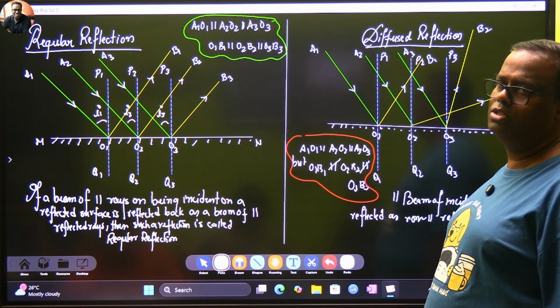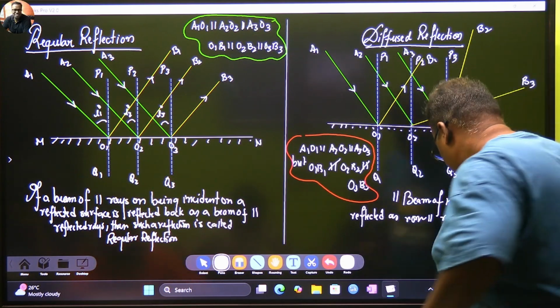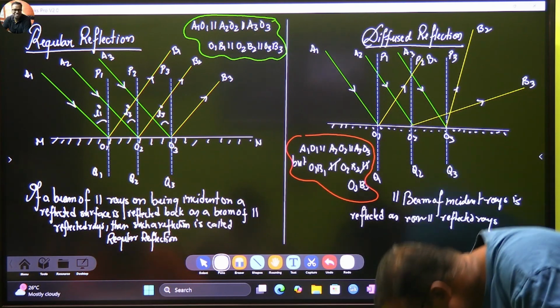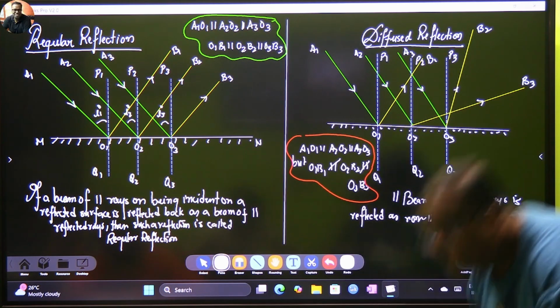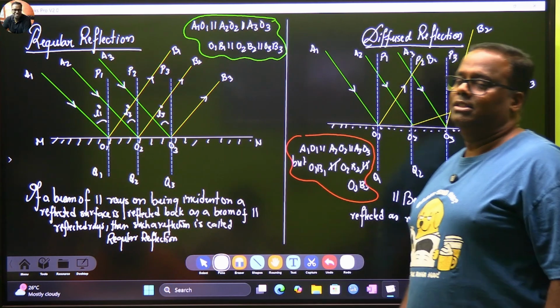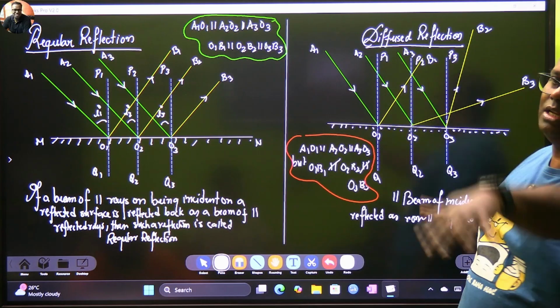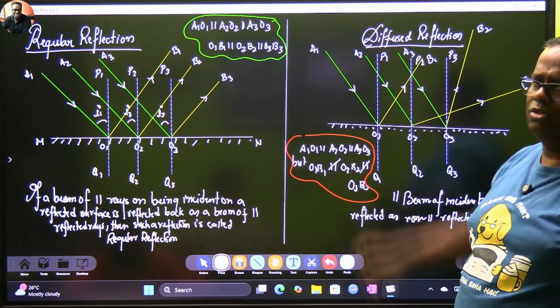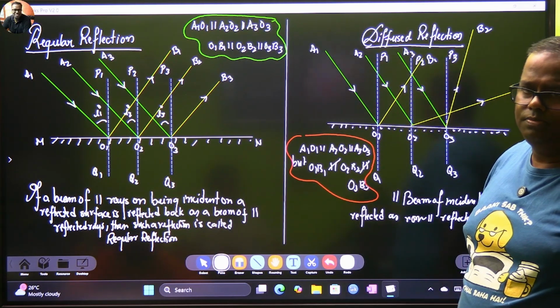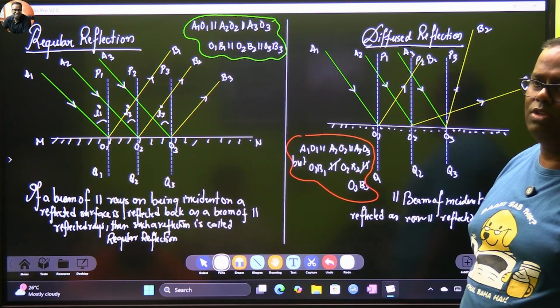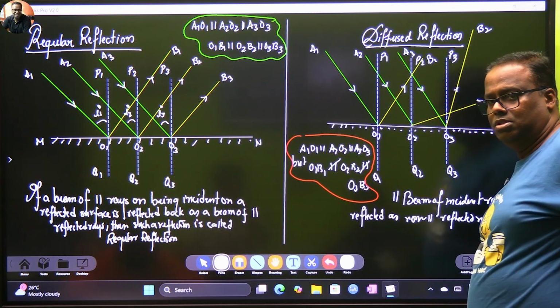You write your own words. Take your own understanding and try to get it. So three criteria here: reflective surface, parallel incident rays, and non-parallel reflected rays. How that happens we will see now.